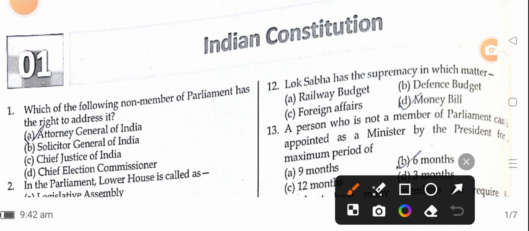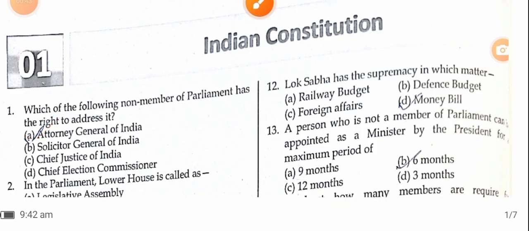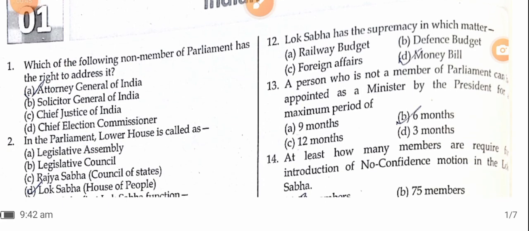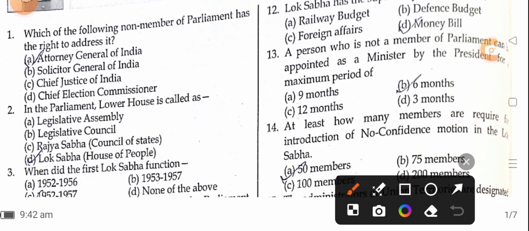Which of the following non-members of Parliament has the right to address it? Its correct answer is Attorney General of India. In the Parliament, the lower house, my dear students, the lower house is also called Lok Sabha. Yes or no? The lower house is also called Lok Sabha.